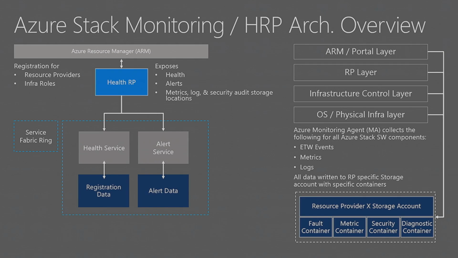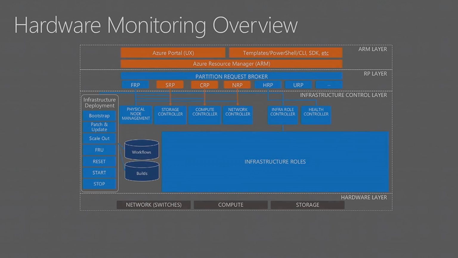Any event that is meant to raise an alert is sent to a specific container within that storage account called the fault container. Our alert service is monitoring each of the fault containers in each of the storage accounts that have been registered, and as soon as it detects the presence of an event, it raises an associated alert for that event. That alert is then present via the REST API in the Azure portal, as well as any external system you may have connected. So let's look at it in action quickly.